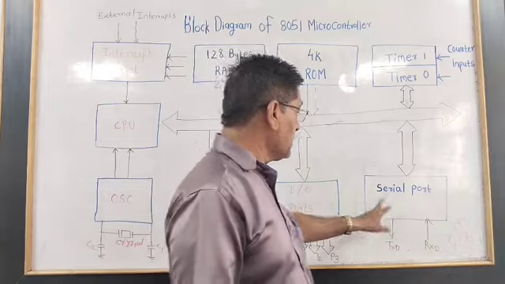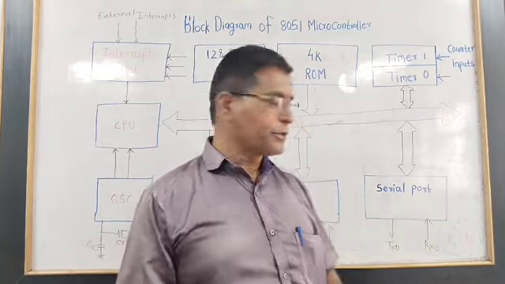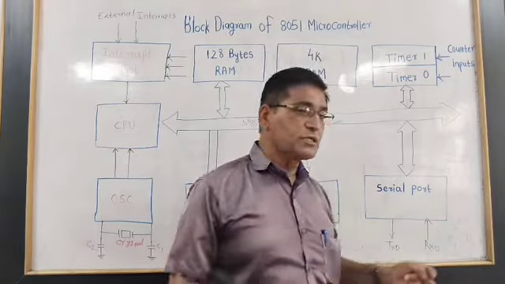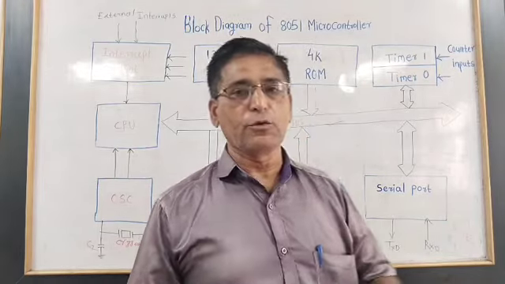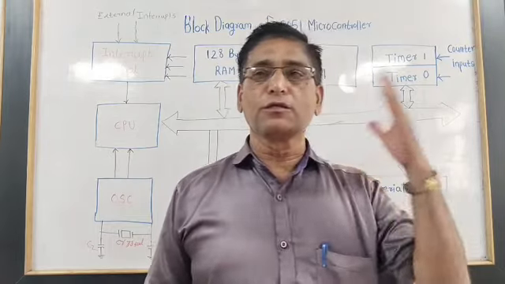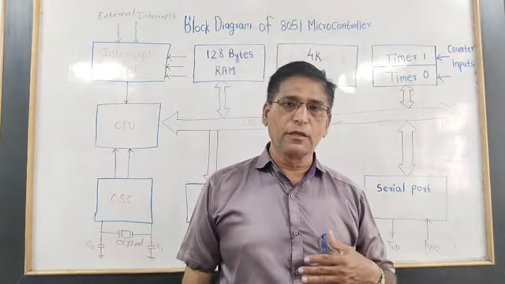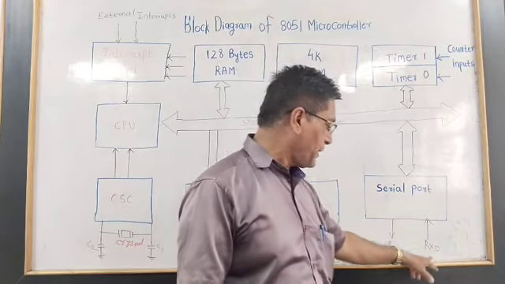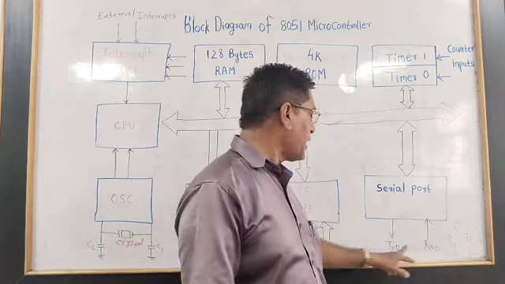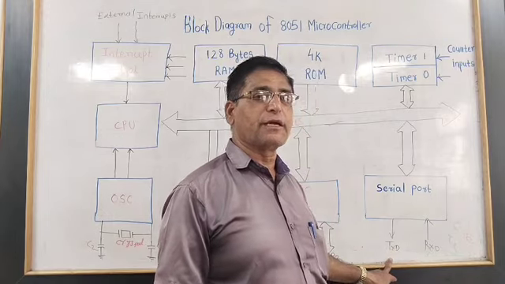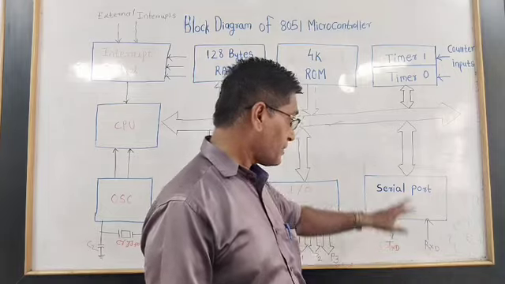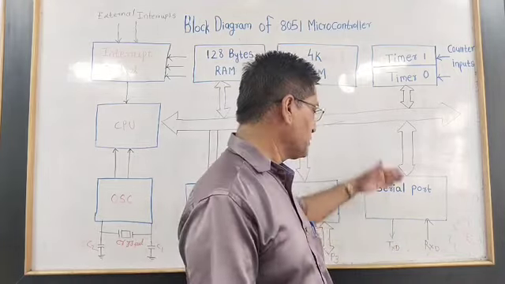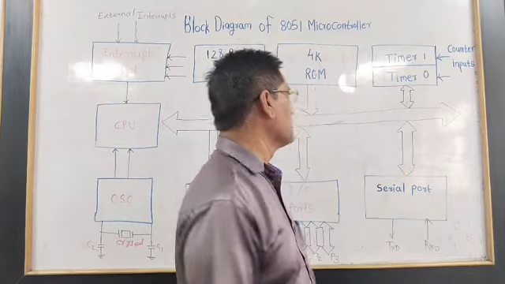Now it also has one serial port. This serial port is used to transmit and receive data serially. The serial operation is performed in two ways: asynchronous serial transmission or reception, and synchronous serial transmission and reception. Here the RXD pin is used to receive data, and the TXD pin transmits data serially. It also has one serial buffer, which stores the data.